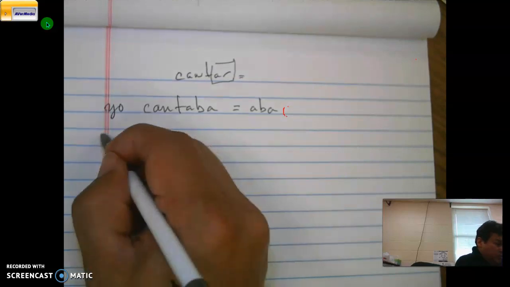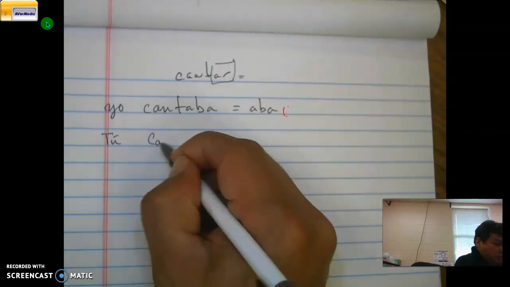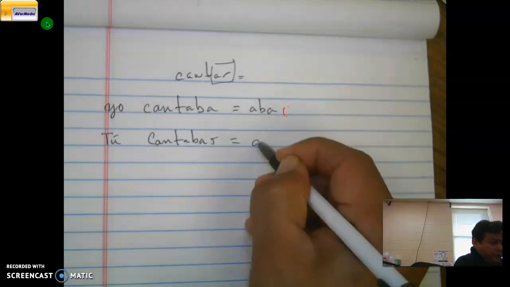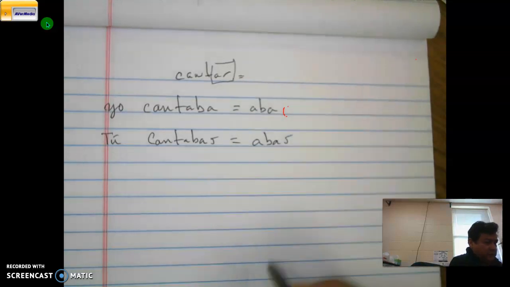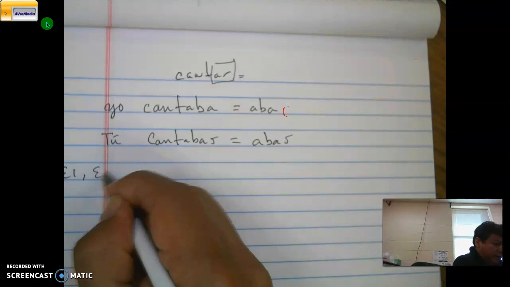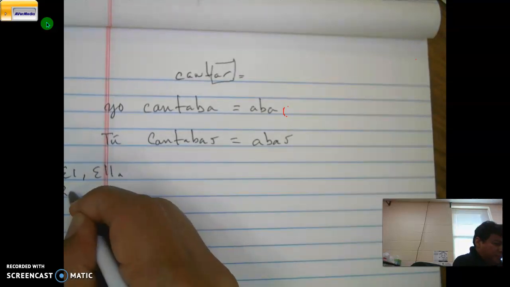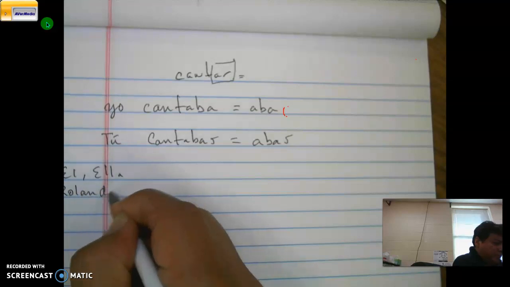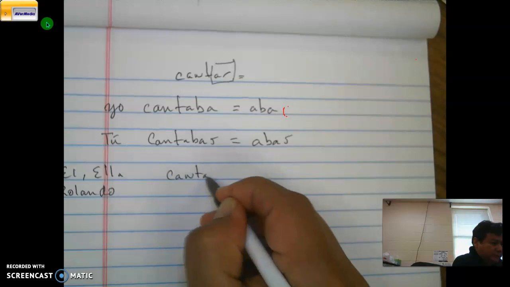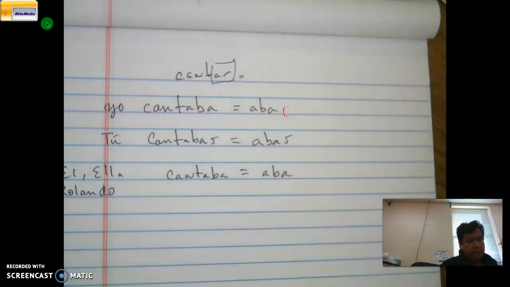Then we have tú, which is you. Cantabas, dropping the -AR and adding -abas. Then we have él, ella, or we can even put José here, or my name, Rolando. Él cantaba, dropping the -AR and adding -aba.